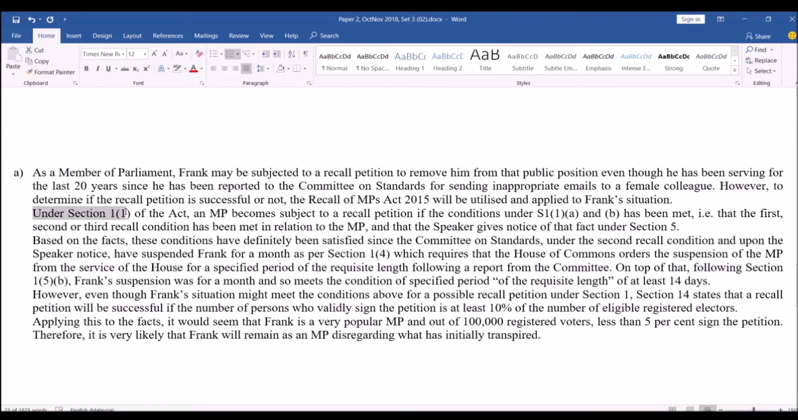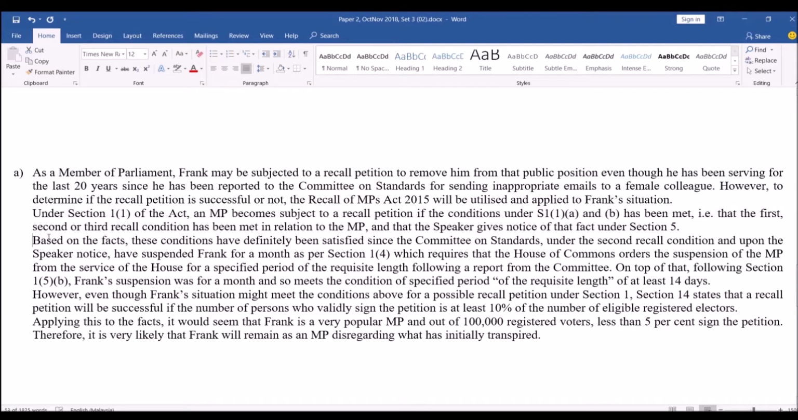Under Section 1 sub 1 of the Act, an MP becomes subject to a recall petition if the conditions under Section 1 sub 1 sub A and sub B have been met, meaning that the first, second or third condition has been met in relation to the MP, and that the Speaker gives notice of that fact under Section 5.